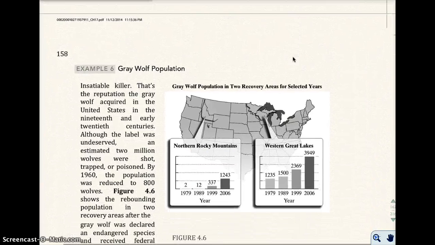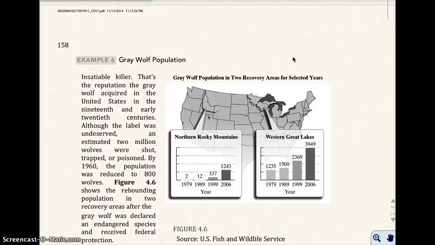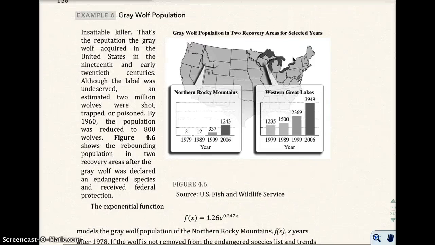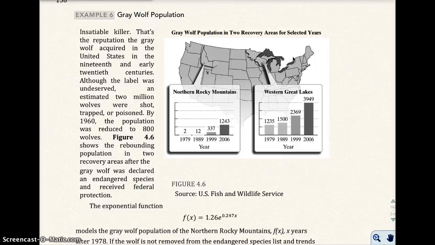We use e a lot when we talk about population growth. And so here I have an example. You can read through it. It talks about how the gray wolf population was close to extinction because they were being killed and shot and trapped and poisoned, and the population was reduced to 800. Then the population started to rebound after it was declared an endangered species and got federal protection, so it started to go back up.